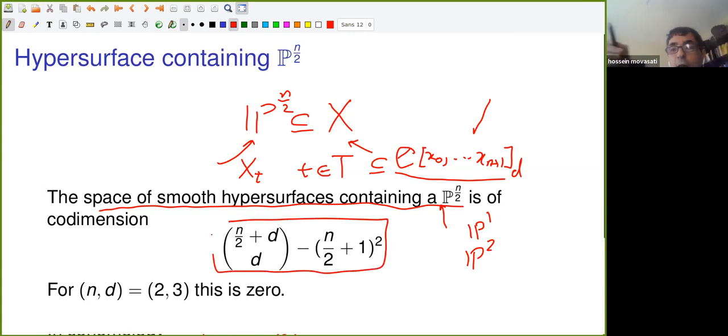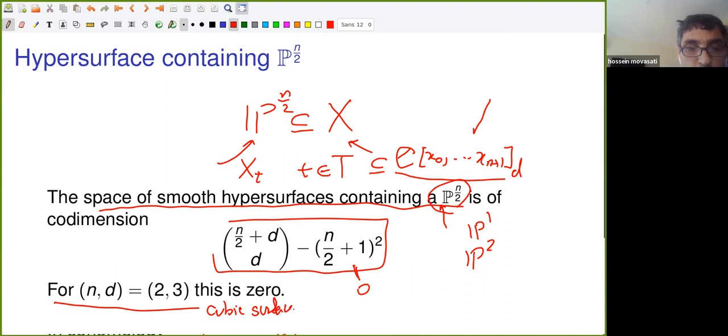So this means that, in some sense, the generic X will never contain this one. Of course, if this is not zero, and you see that this number is zero actually just for n, d equal to two and three, which is again the cubic surface. So apart from cubic surfaces, a hypersurface containing a projective space of dimension n half is a kind of rare.